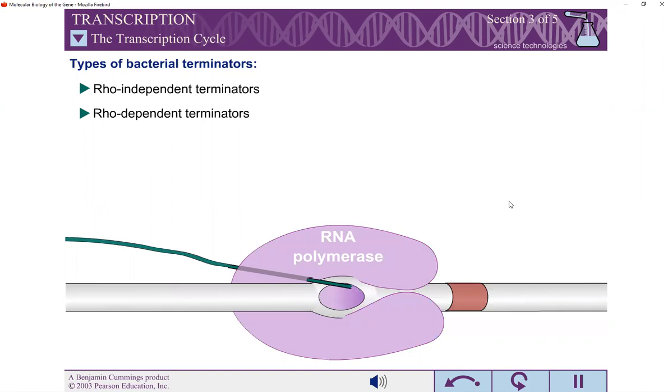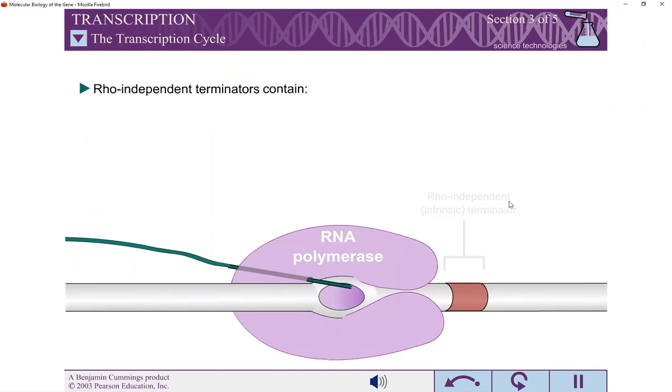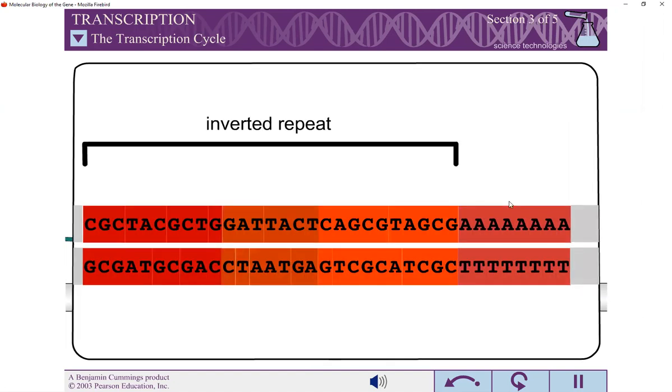Rho-independent terminators, also called intrinsic terminators, consist of two sequence elements, a short inverted repeat of about 20 nucleotides and a stretch of about 8 AT base pairs. So an inverted repeat of 20 nucleotides is present and a stretch of 8 base pairs is present. This is an inverted repeat. Then there is a stretch of 8 base pairs.